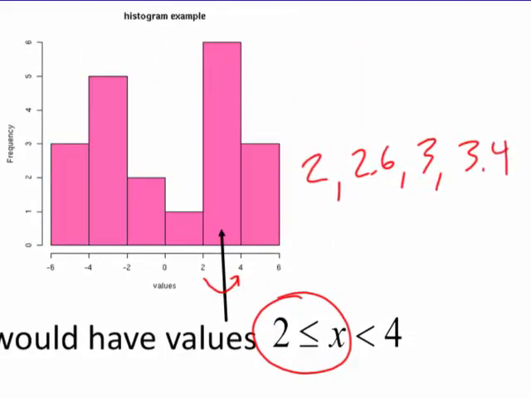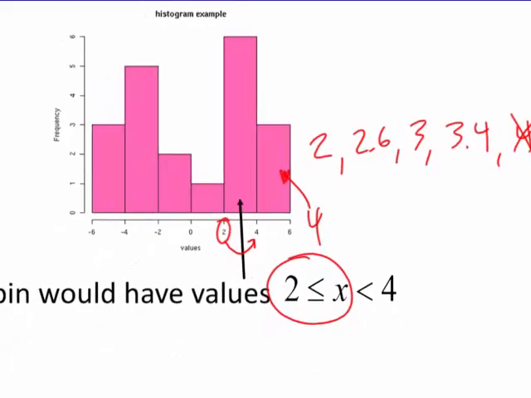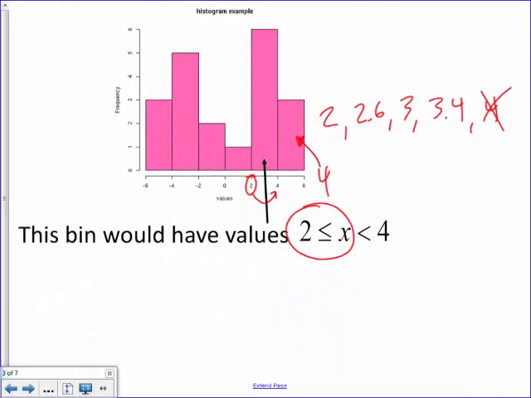But 4 would not be, okay? So 4 does not exist in there. 4 would exist in this bin right here, this last one, right? So always look at the number that's in front. That's included, but the one at the end is not when you look at the bins, okay? So kind of tricky, but just be aware of that.